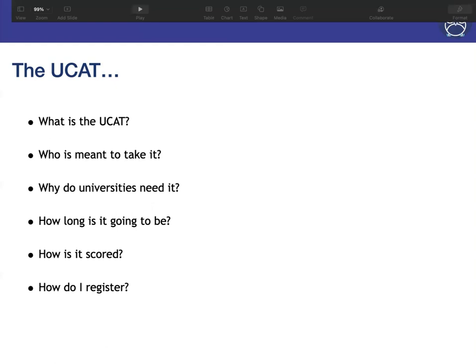Why do universities need it? It's similar to what I said before about it being a test which helps to determine the mental aptitude of each individual, as well as their ability to cope with stress, because it's a really stressful exam. How long is it going to be? It's 2 hours, and then you get a score between 300 and 900. And so your score will be somewhere between that.